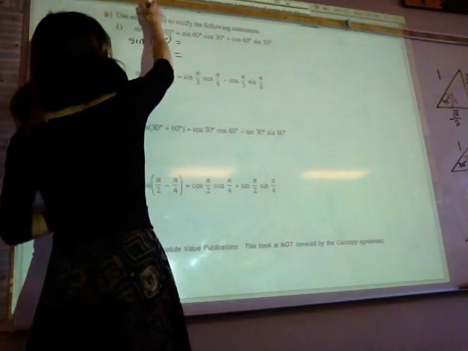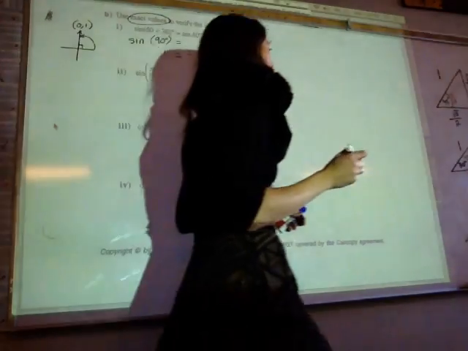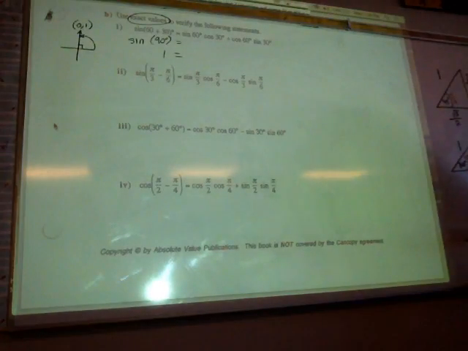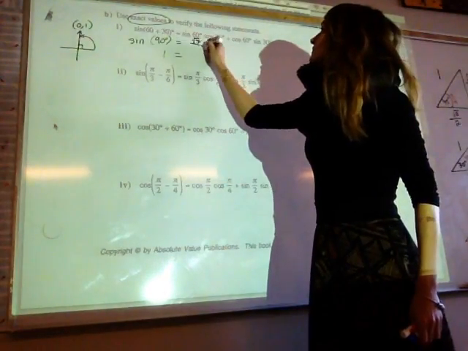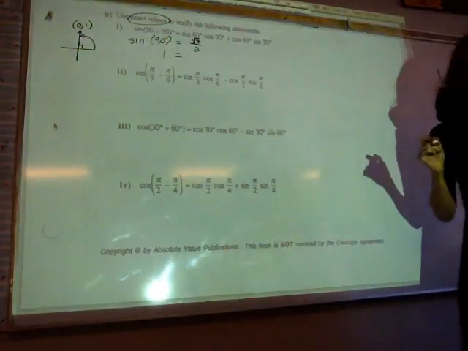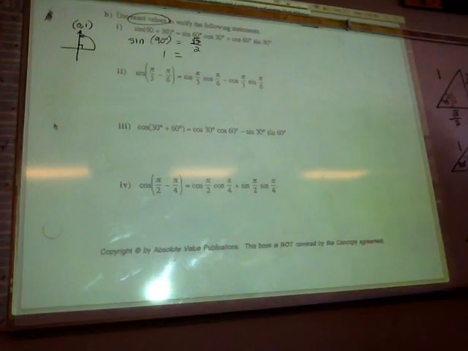So looking at the exact values, let's go to our special triangle. Sine 60, that's going to be the y-coordinate, root 3 over 2. Cosine 30. Look at the special triangle for 30 degrees, and cosine is always the x-coordinate, adjacent over hypotenuse. So we have root 3 over 2.